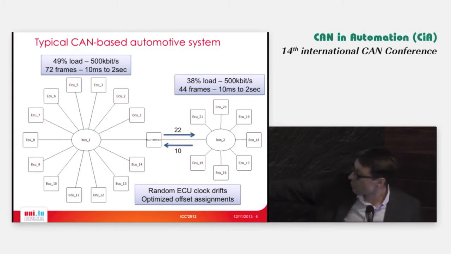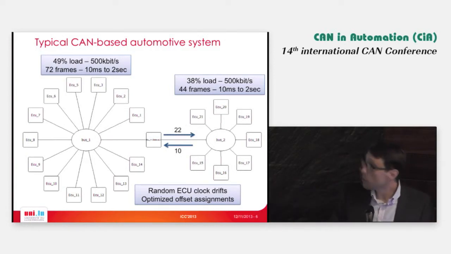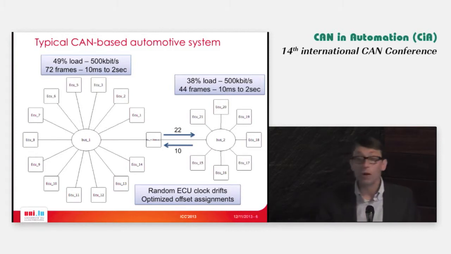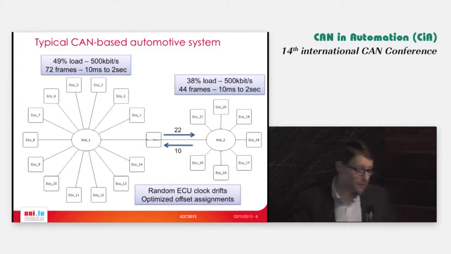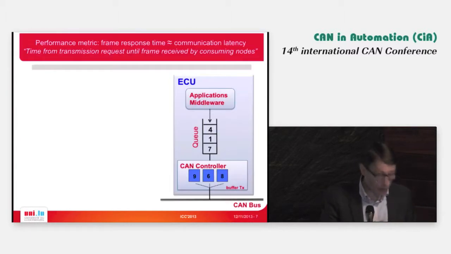We'll consider a random ECU clock drift. So you see, clock drifts are drifting away, with typical values of several hundreds of ppm. And we are also using optimized offset assignment, which is among the practices of today, as discussed in the first talk. So we are using optimized offset assignments to schedule the frames.